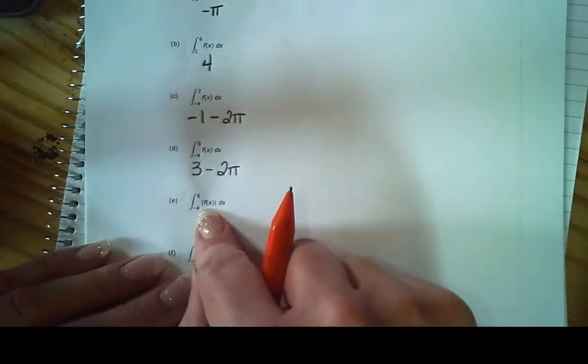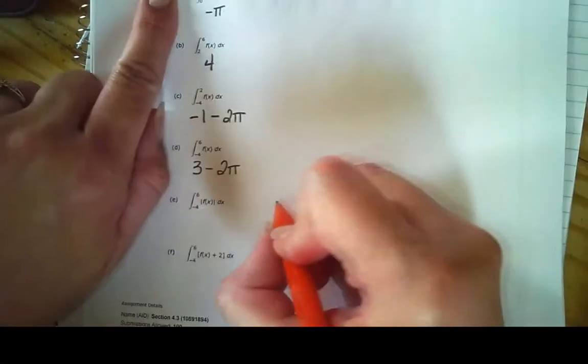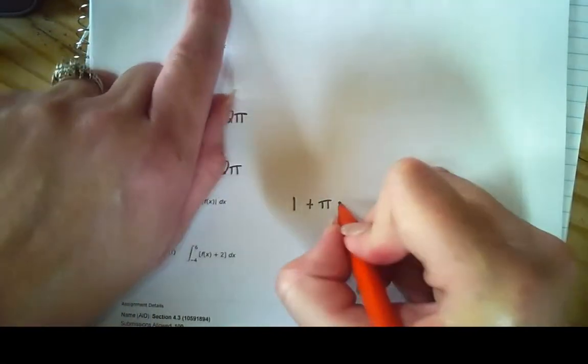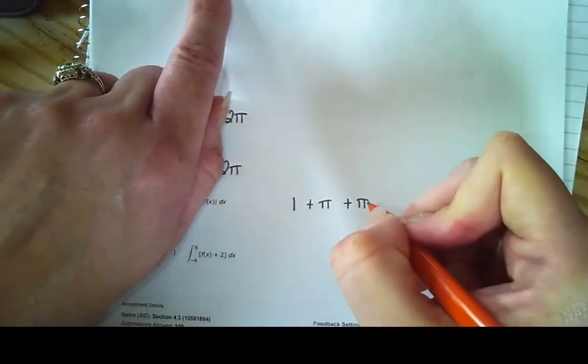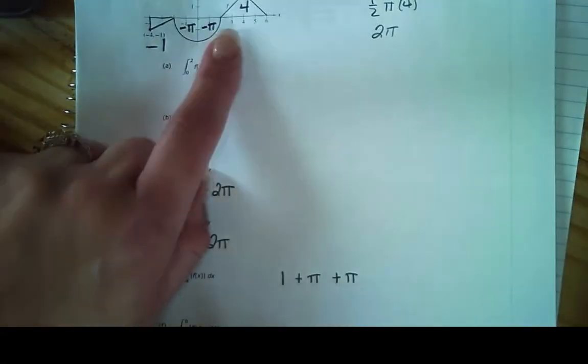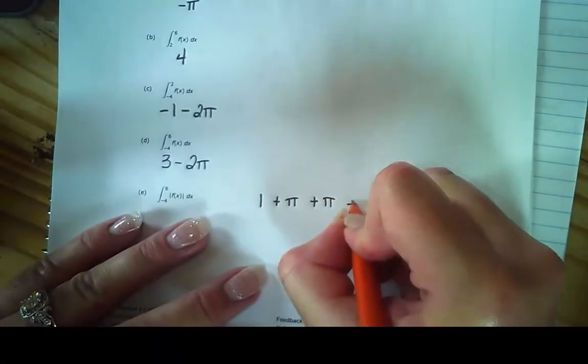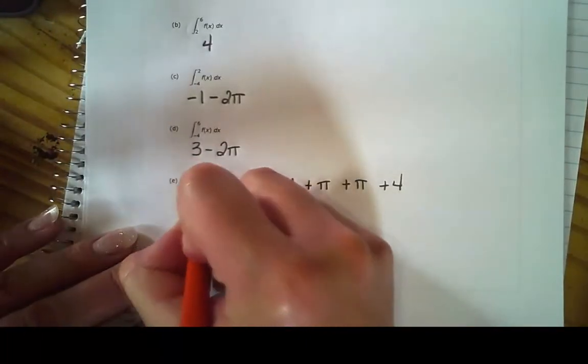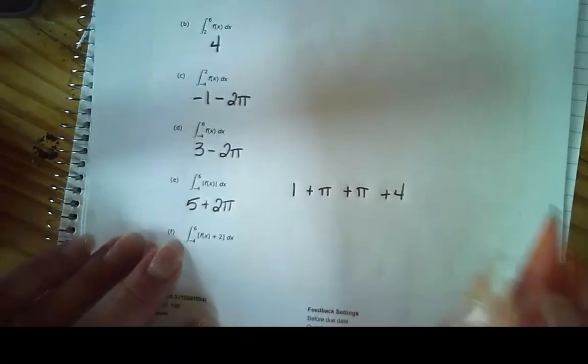This one says I'm going to make it positive. So instead of a negative 1, I'm going to have a positive 1. Instead of a negative pi, a positive pi. Instead of a negative pi, I'm going to have a positive pi. And then instead of a positive 4, look, it's a positive 4. All right, so what is your answer? 5 plus 2 pi.